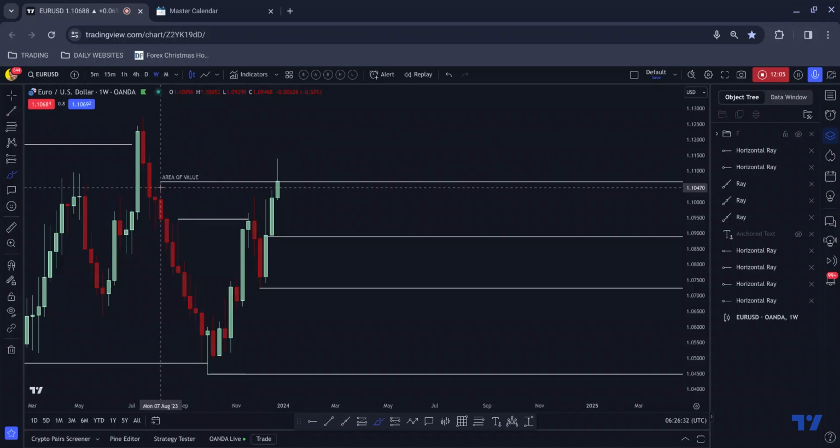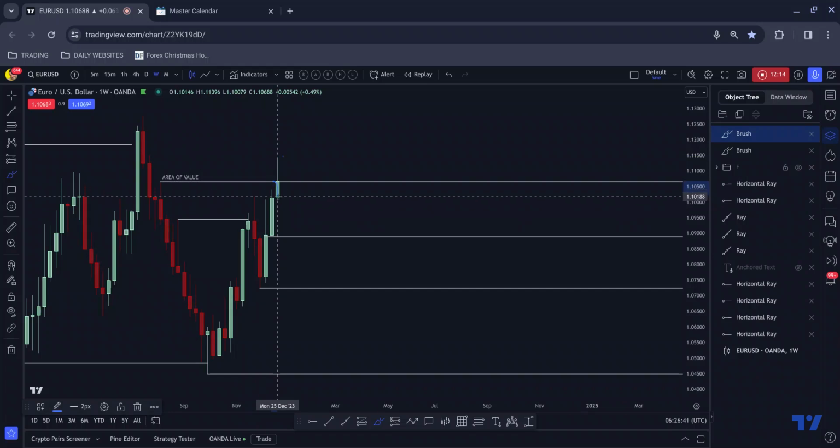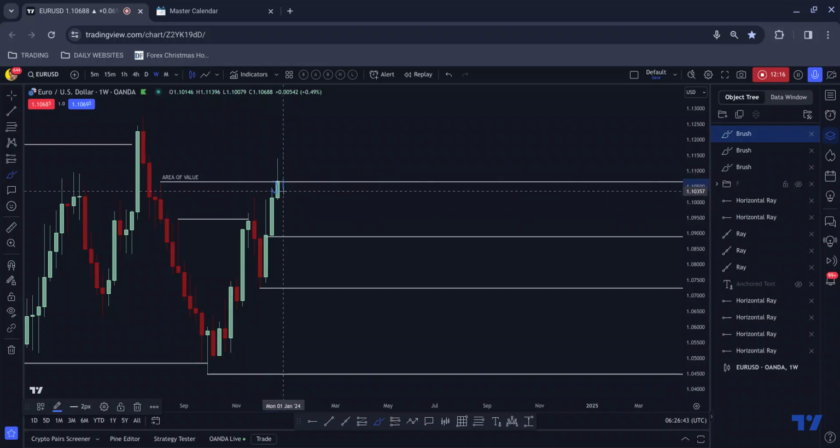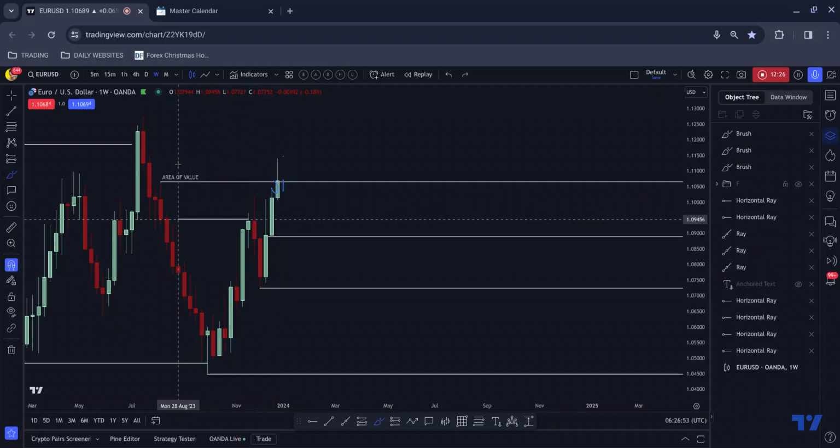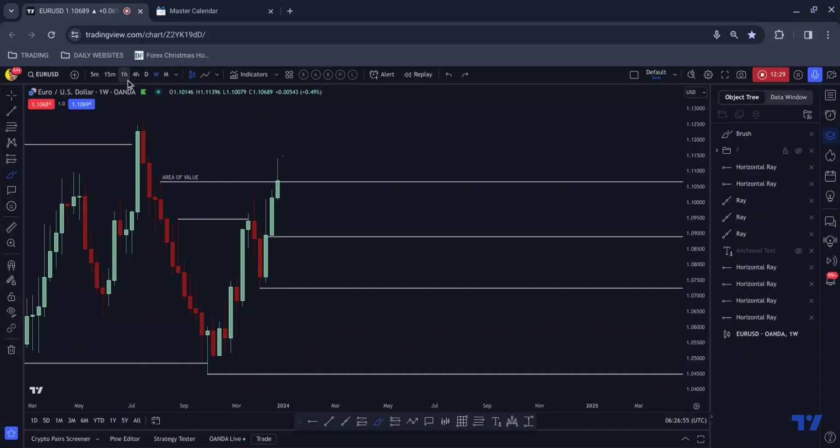So that's one of the reasons that I'll be looking for a break below this area of value, because then this weekly candle wouldn't look so bullish. Particularly if we push down to these areas, this would then be a high test. This weekly candle would close as a bullish high test as opposed to a bullish candle with a big green body.